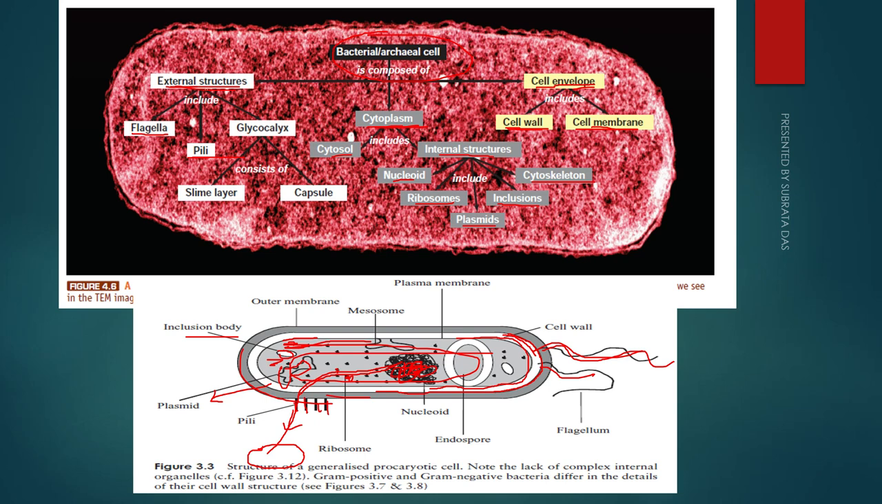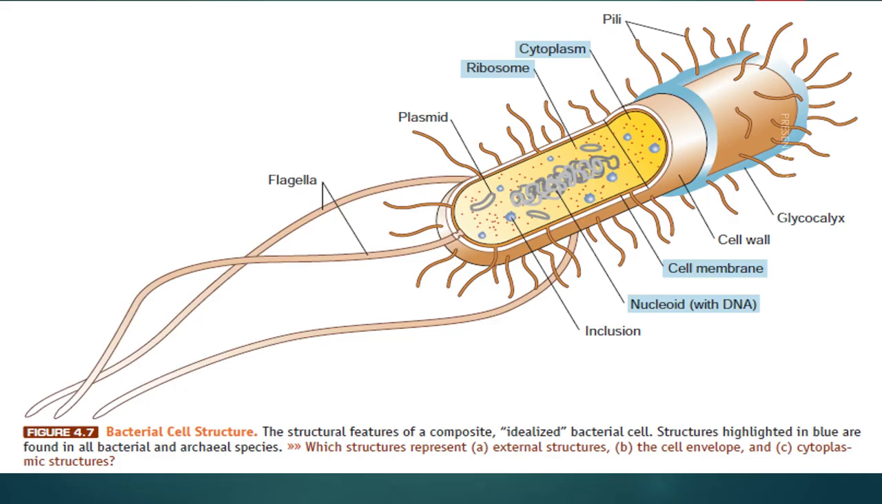Another external structure is the glycocalyx. Glycocalyx is the sticky component present outside of the cell wall. The glycocalyx can be a slime layer or a capsule. If the glycocalyx is attached very tightly, it is called a capsule, and if it is attached very loosely, it is called a slime layer. The main role of the glycocalyx is to stick to a surface, so it helps the bacteria attach to surfaces. So these are all the structures, and now we will see the bacterial cell in detail.